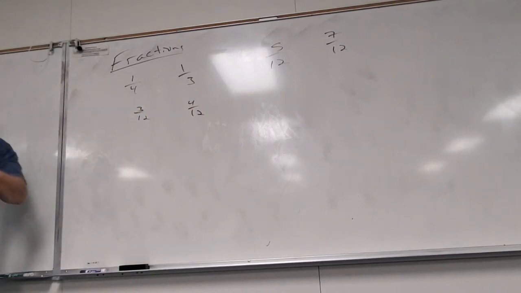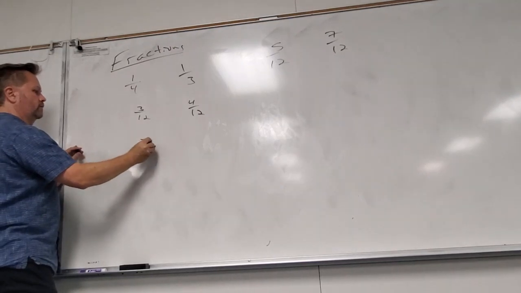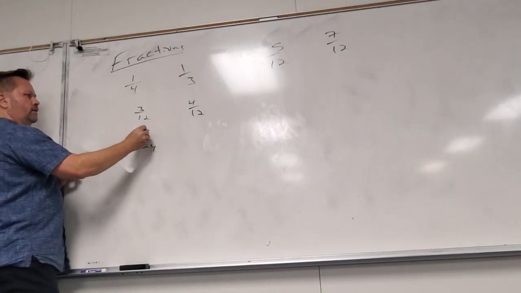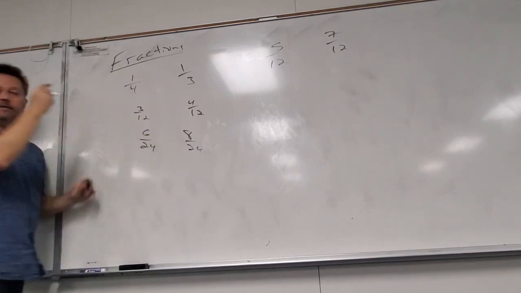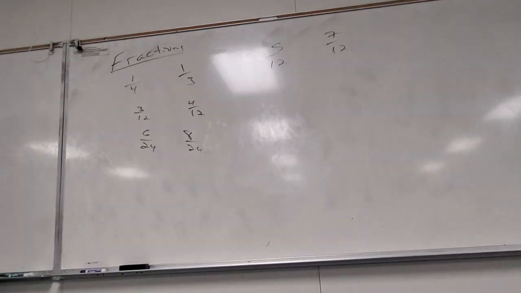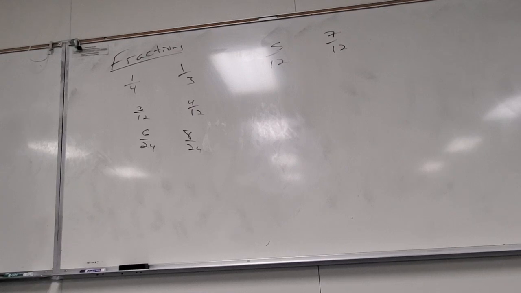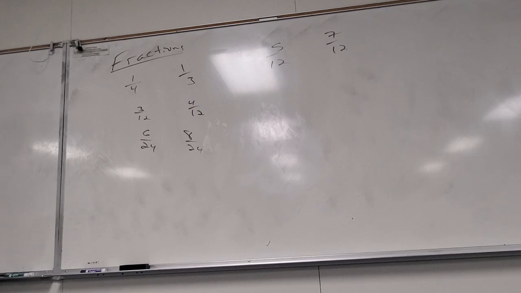So just keep going. This would be how many 24s? 6, and this would be how many 24s? 8. Now I can see what's between them. 7 24s. Are you with me? Is that all right?